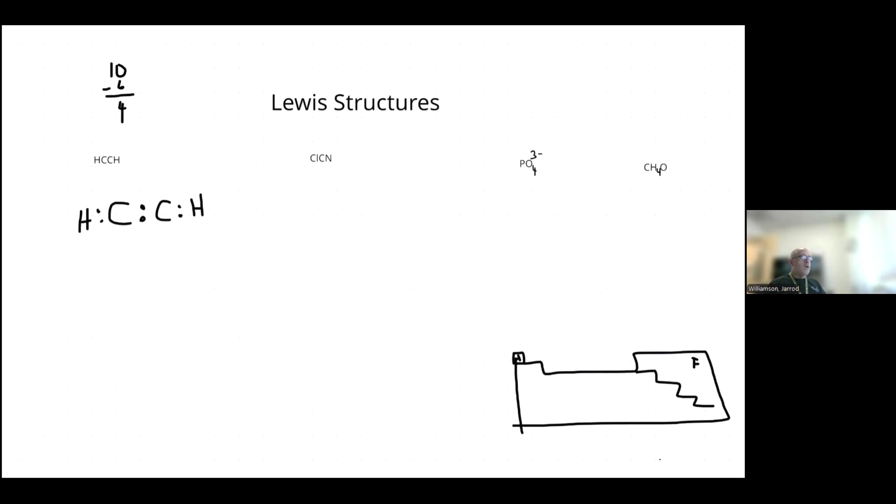I'm going to put 4. 1, 2, 3, 4. No matter where I put those, I'm not going to satisfy the octet rule for carbon unless each one shares them between them. When I do that, I will get this.